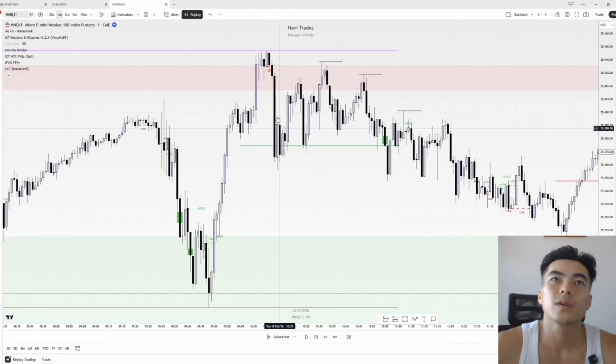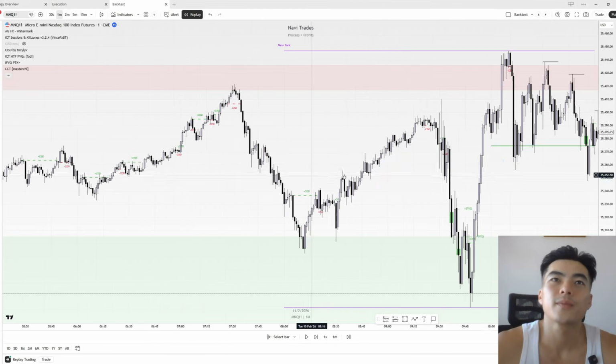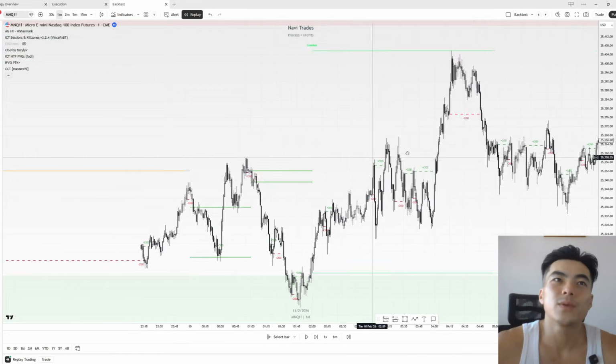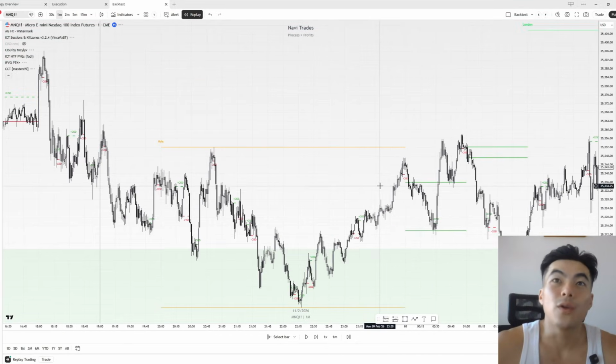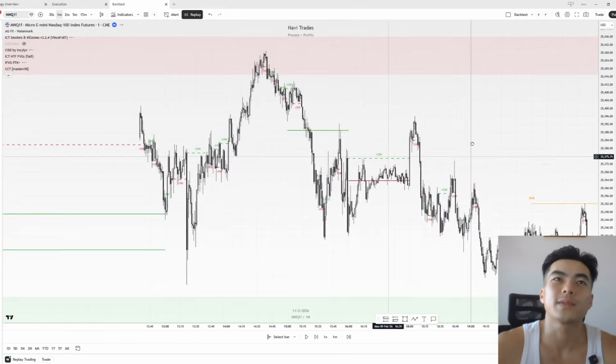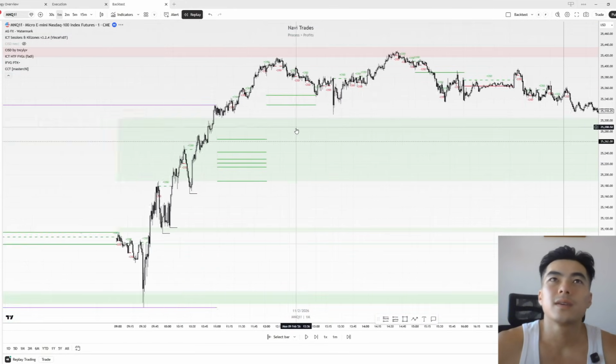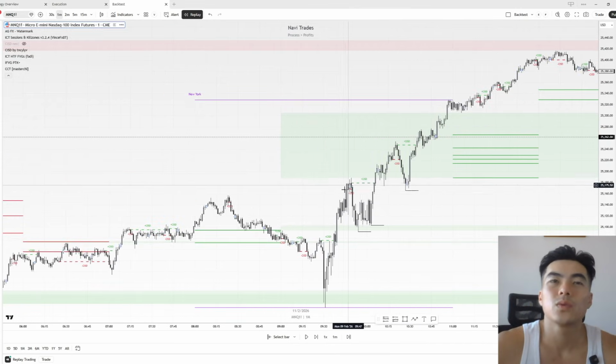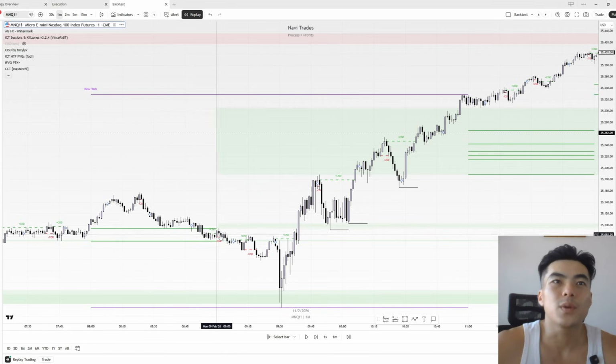New York. Just chop. London, no POIs at all. Asia, no POIs at all. Yeah, I remember it was a very quiet week, especially at the start. Monday, some bullish POIs, but no entries ever.